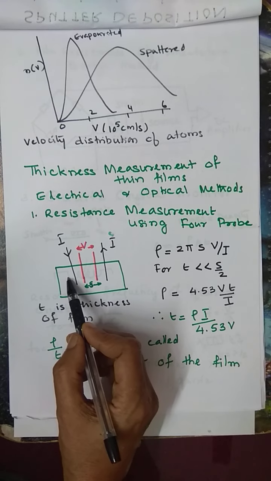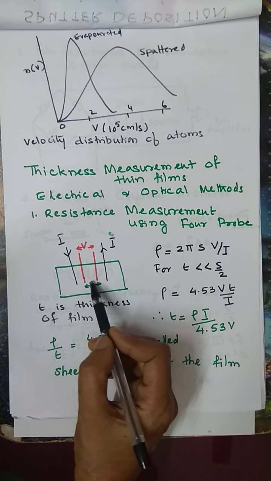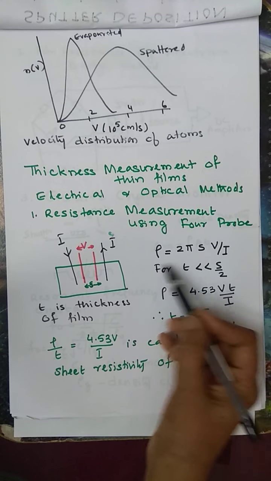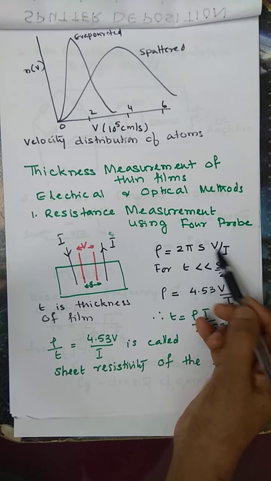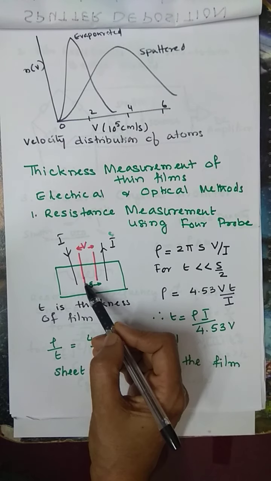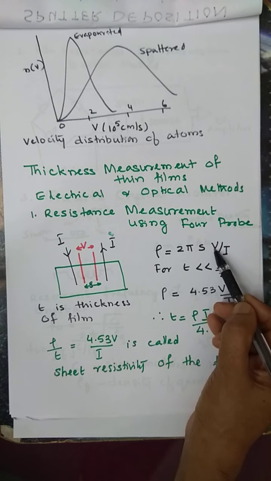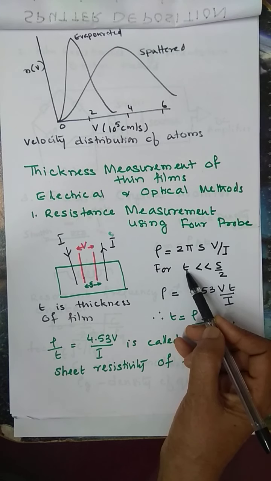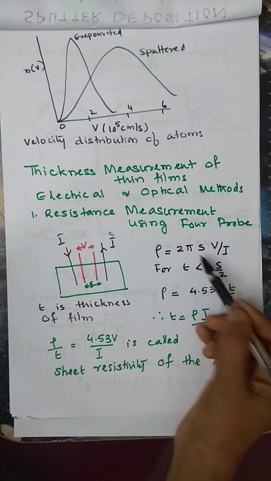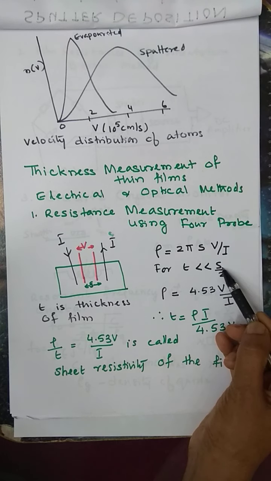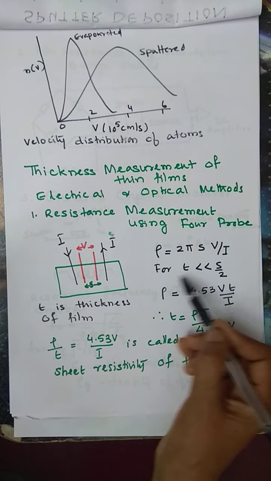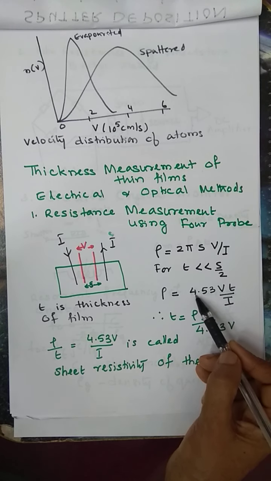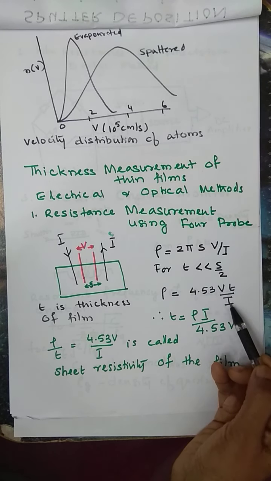So you are placing the thin film here where the probes will make contact with it, and the resistivity rho is given by the formula 2 pi S V by I, where S is the spacing between these 2 probes, V is the measured voltage, and I is the current. If the thickness of our film is very much less than half the spacing, that is, much less than S by 2, we can use the formula rho equal to 4.53 V t by I.